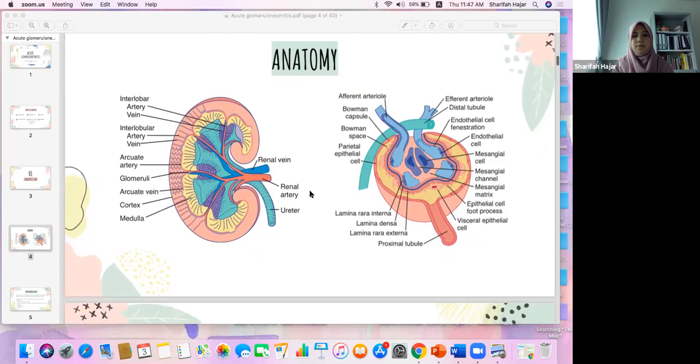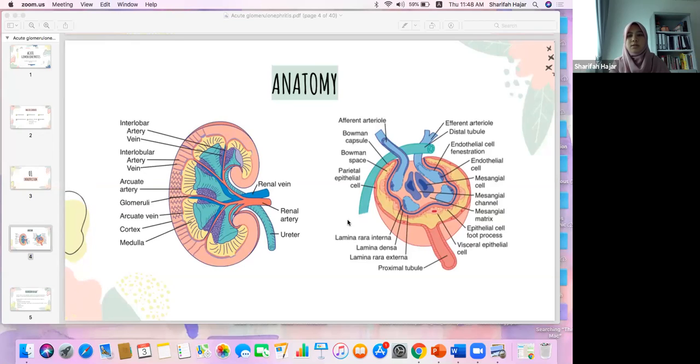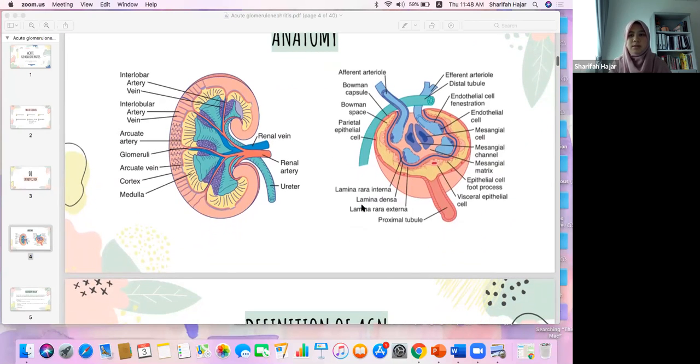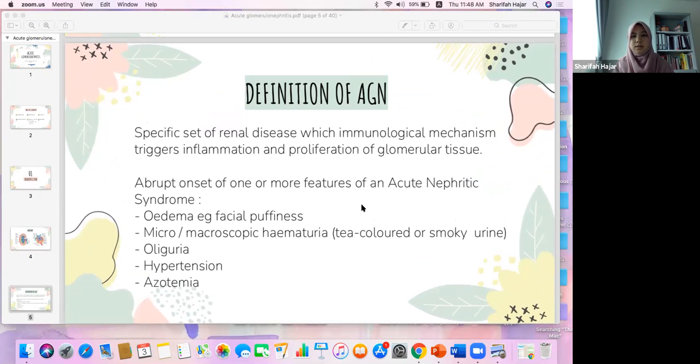So we have the glomerulus inside the kidney. The glomerulus functions to filter substances. As you can see here, it has some cells. The important ones include the mesangial cell in the center, the epithelial cell here, the parietal epithelial cell here, and this is the Bowman capsule. So from this anatomy, there are some glomerular injuries that affect the glomerulus, and they will cause renal disease.